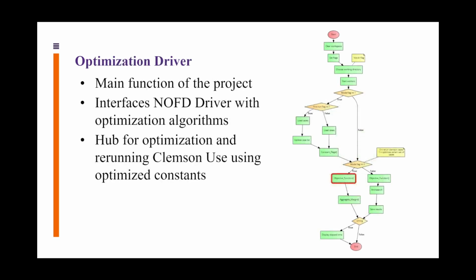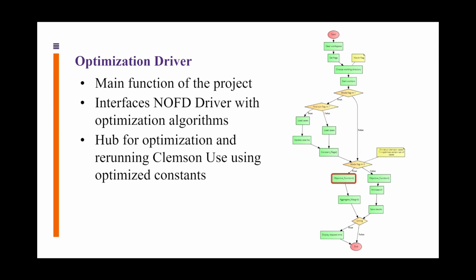So the main function of the project was the optimization driver. And this interfaced with the existing code base, which was the NOFD driver and its helper functions. It was basically combining those with the optimization methods that were in the global optimization toolbox. And so this was essentially the hub for rerunning the Clemson use cases using optimized constants that we'd find and for running the optimizations in the first place. And this was what we spent the majority of our time working on and developing and running and looking at through this project.